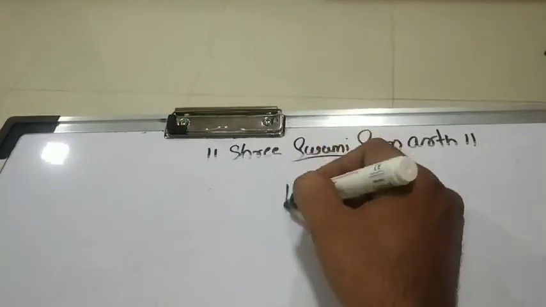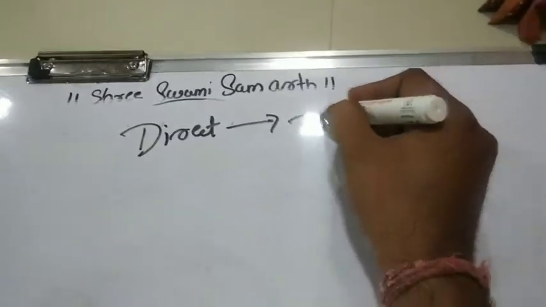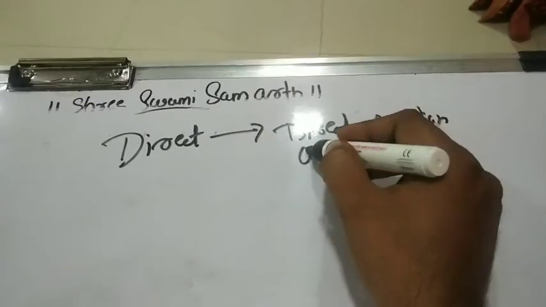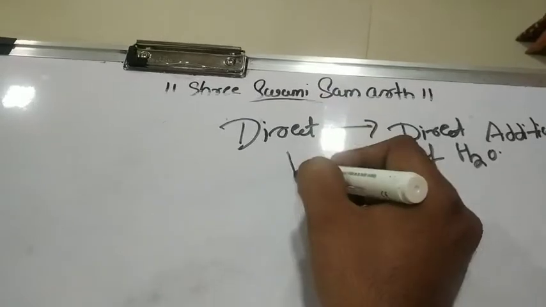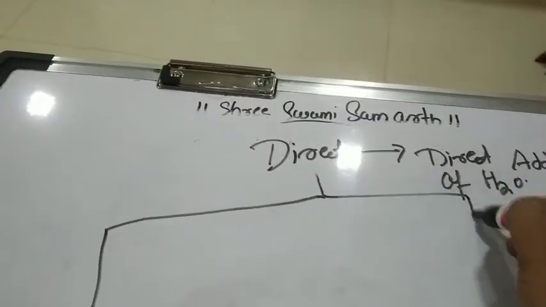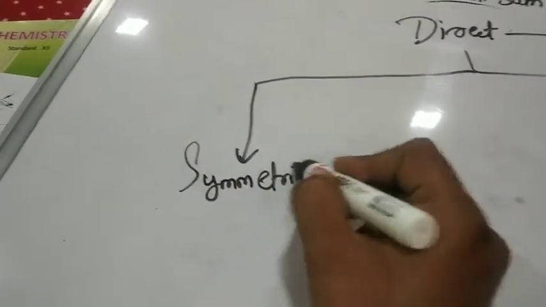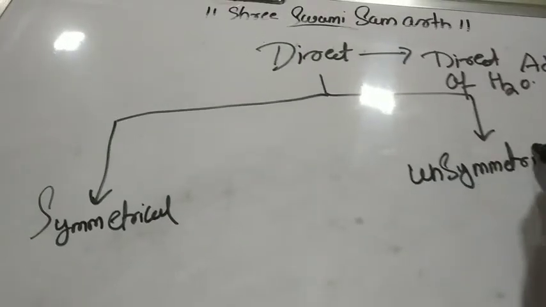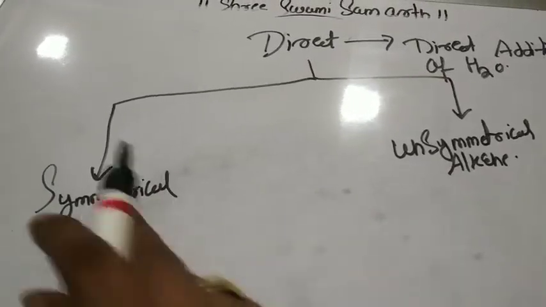अभी डायरेक्ट में मैंने तुमको बोला था कि क्या होता है डायरेक्ट में? डायरेक्ट एडिशन ऑफ वाटर, right? So here what happens, see, there are two methods followed by this direct addition. One will be by symmetrical, and another one will be by unsymmetrical alkene, right?